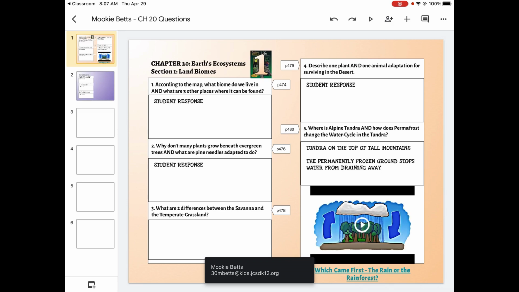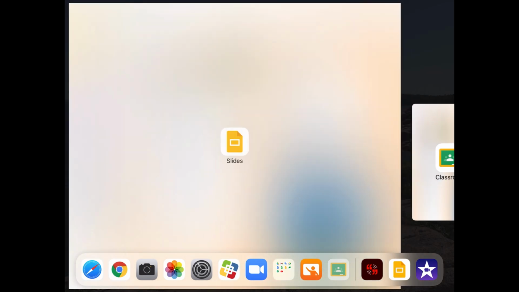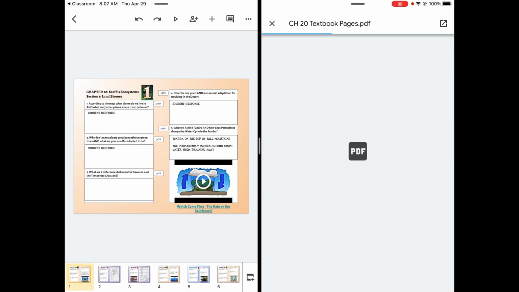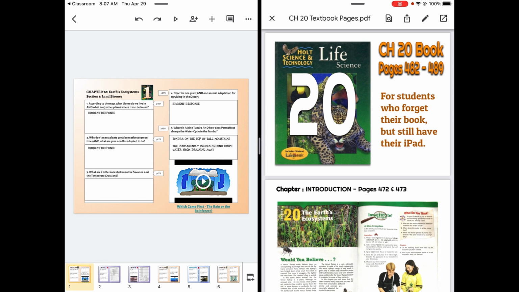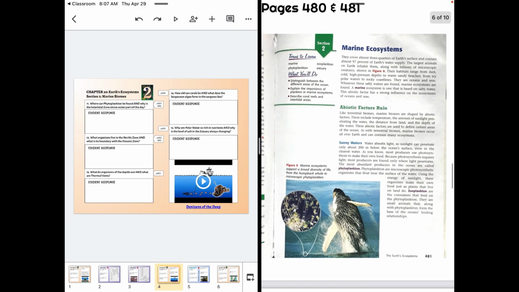Once Slides is open, we will split screen back to the textbook, or you could use the actual textbook if you prefer. So the textbook is the top red document. And slide 4 is section 2 about marine or saltwater ecosystems. So we're going to the ocean.